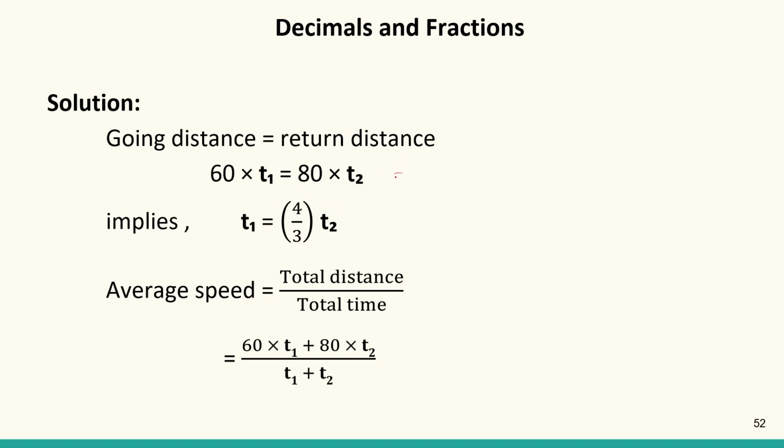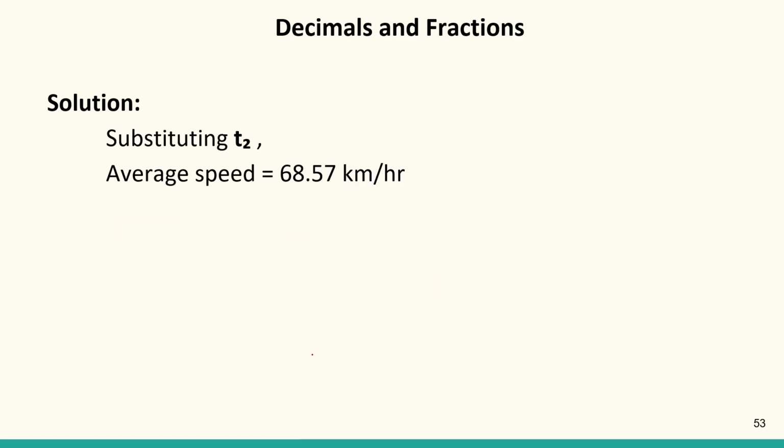So t1 is equal to 80 by 60 into t2. Okay, so total distance by total time, this is what the answer is. So substituting t2, what we get is 68.57 km per hour. Final answer. Okay, so that's all. Thank you.